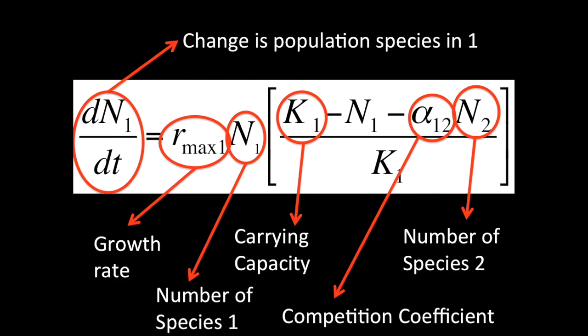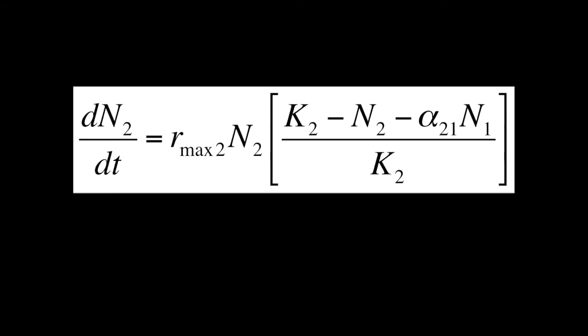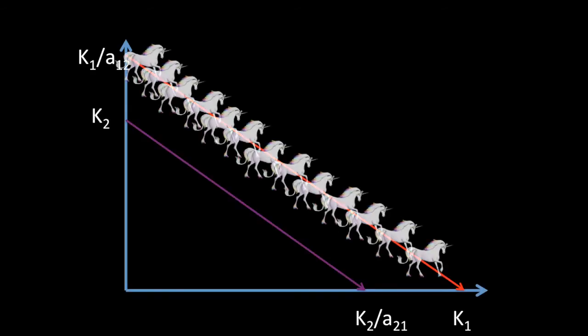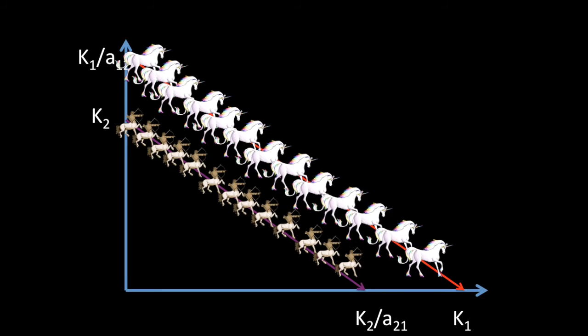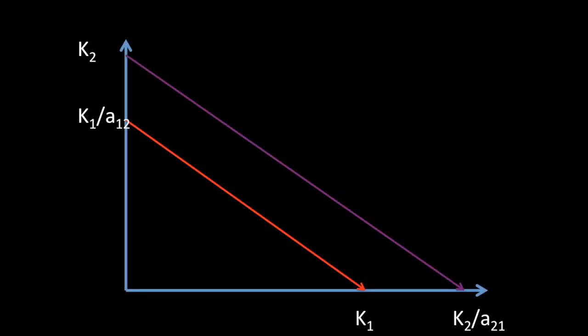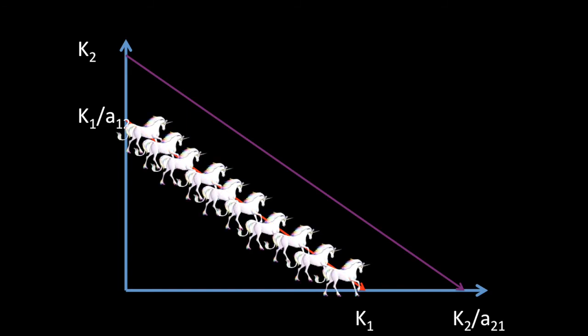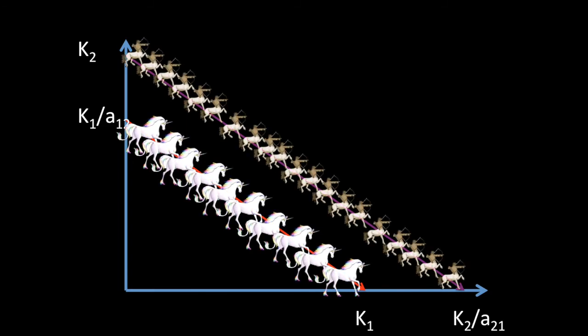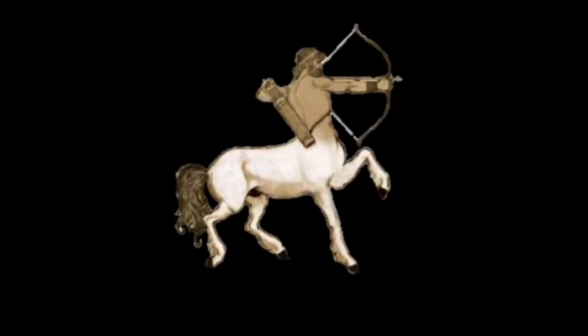The same equation for species 2 looks like this. From this, there are 4 possible outcomes: species 1 wins, species 2 wins, coexistence occurs, or one species wins depending on starting conditions. Put another way, when species A, in this case unicorns, wins, we get this graph with the unicorns on this line and the centaurs on this line, because unicorns outcompete the centaurs and eat all the grass. When species B, centaurs, wins, we get this graph with the unicorns on this line and the centaurs on this line, because centaurs outcompete the unicorns and eat all the grass.